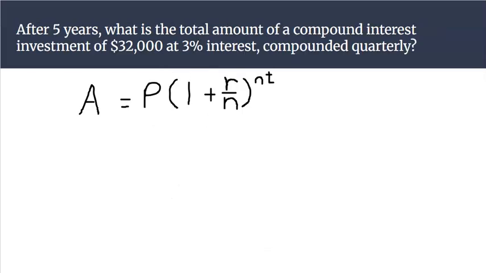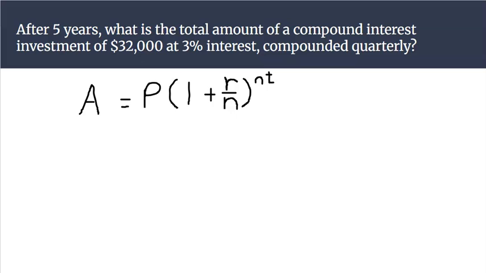Next problem. We have a situation where after 5 years, the total amount of a compound interest investment was 32,000, at 3% interest, compounded quarterly. We want to know how much we have if we wait 5 years and compound it at 3% quarterly. So here's the formula we use. Our current amount is P, the principal or starting amount, times 1 plus the rate divided by the number of times we compound it, raised to the power of the number of times of compounding times the number of years.